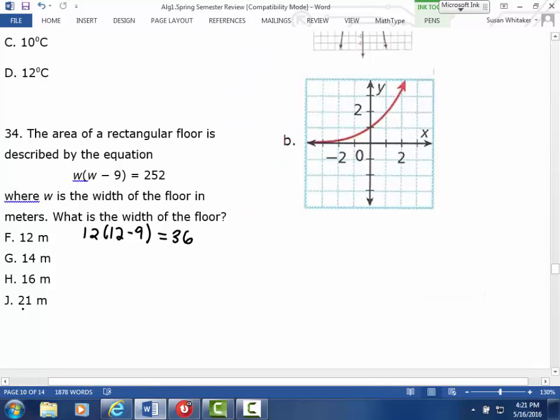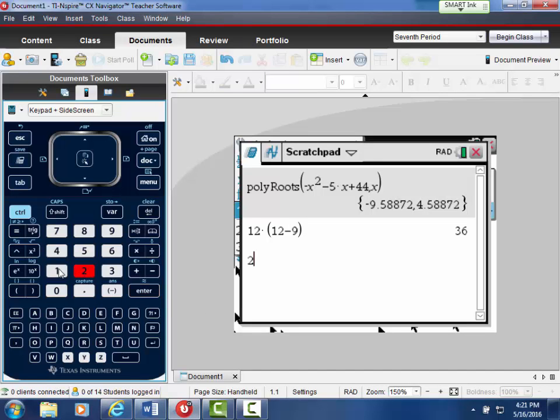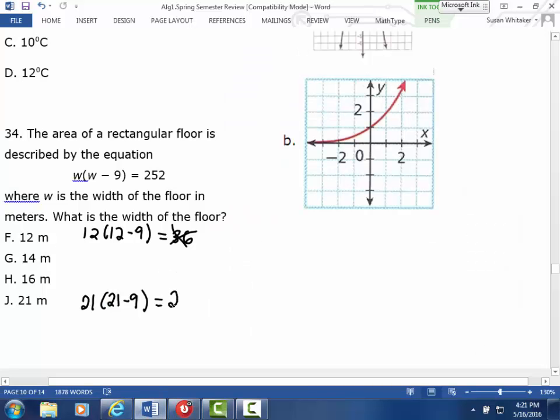So then I jumped down to J and said 21 times 21 minus 9. What does that equal? That one equals 252. So that's what this one should equal, right? So J is my answer for 34.